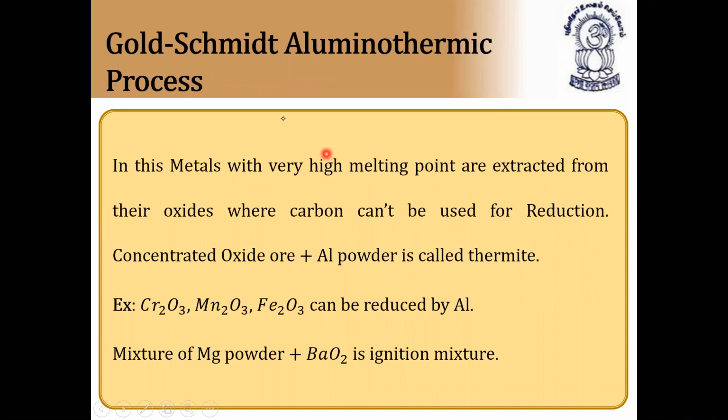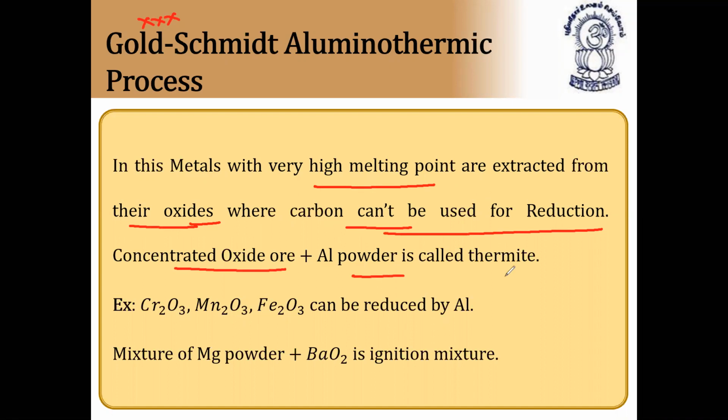Next, we have the Goldschmidt aluminum thermite process. This we have not discussed, so this is also important. In this, metals with very high melting points are extracted from their oxides where carbon cannot be used for reduction. The concentrated oxide ore plus aluminum powder is called a thermite mixture.